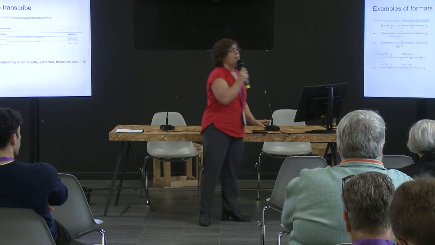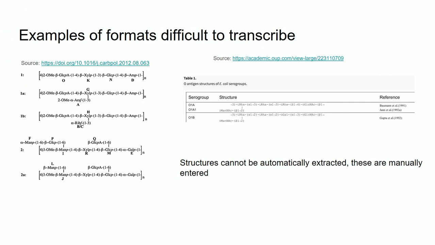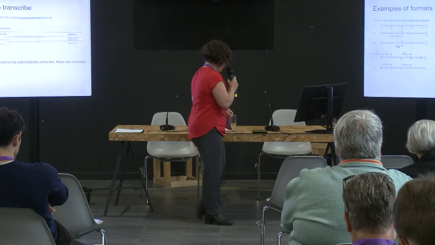Here is an example provided by sugar base, where there are basically two images that are not computable at this time. They have to look at the image and manually translate this into the glycan structure. So that's not a good thing to do.